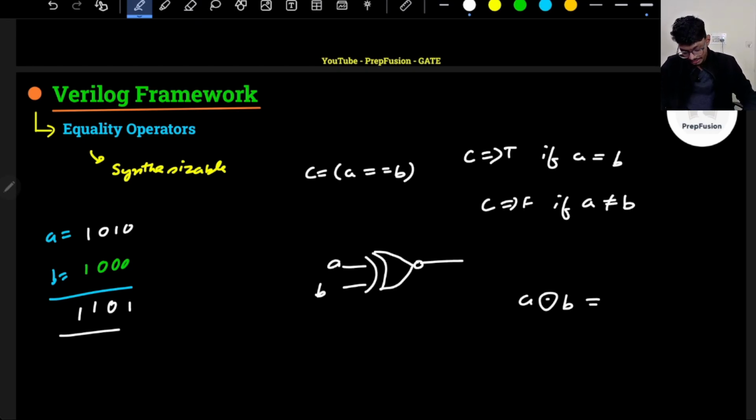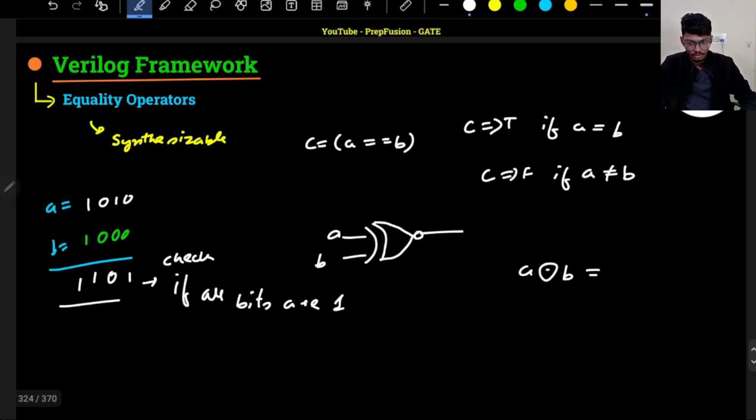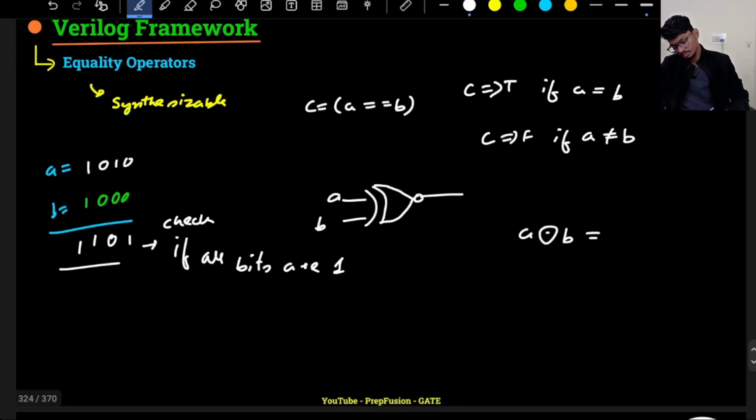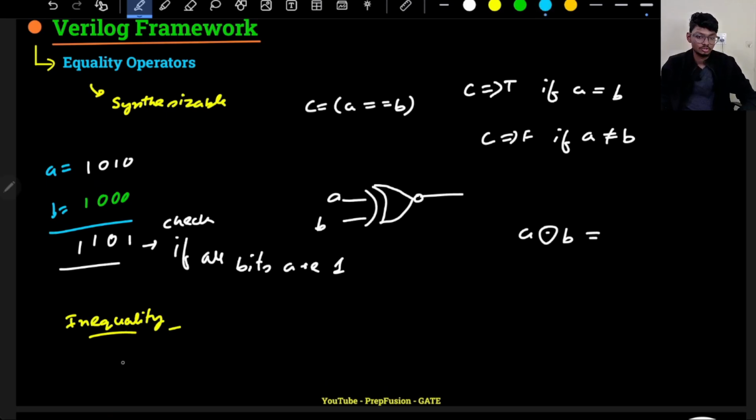So what we do is check if all bits are 1. If all bits are 1, then the output is given as 1, else it is given as 0. That is the check. If all bits are 1, that means it is equal. Now, how can you synthesize inequality? For inequality, you will simply use the XOR operator. So Z equals X not equals Y.